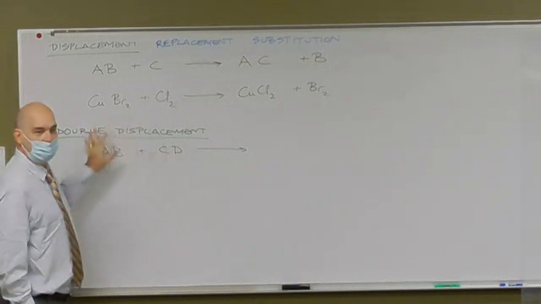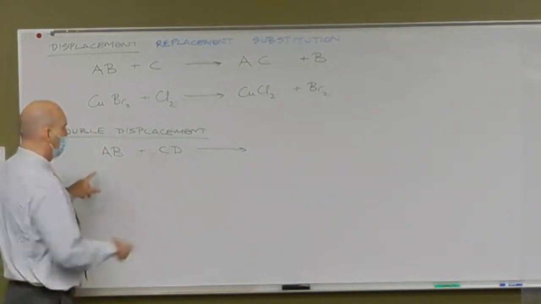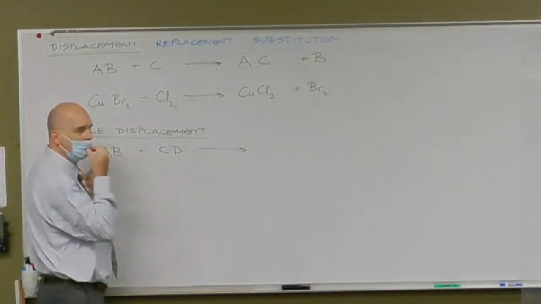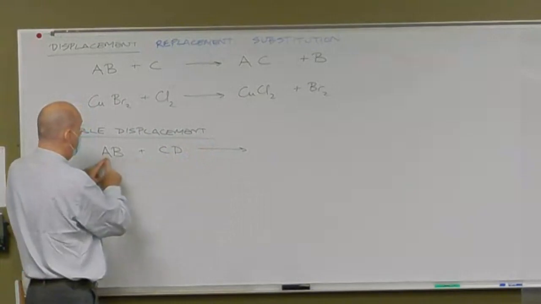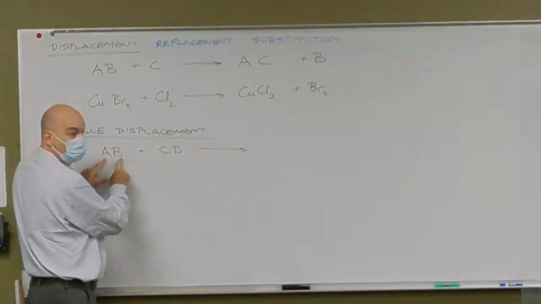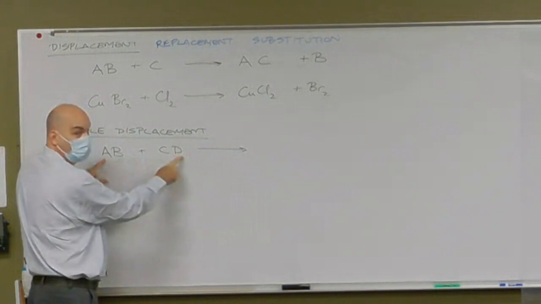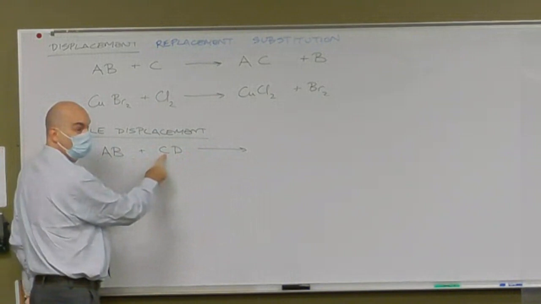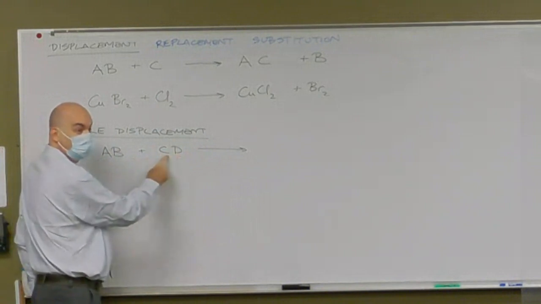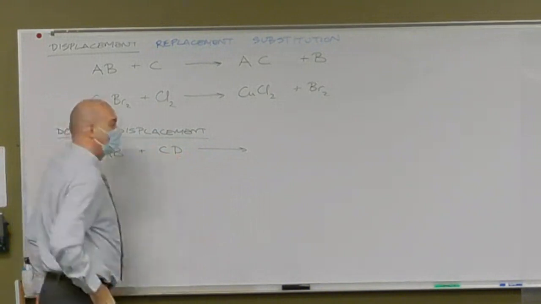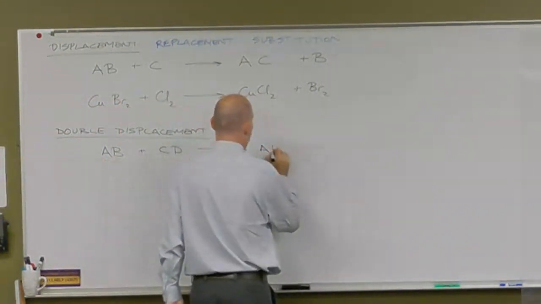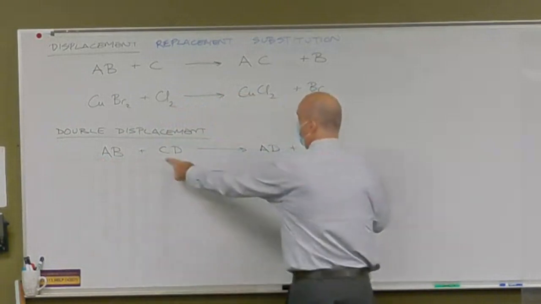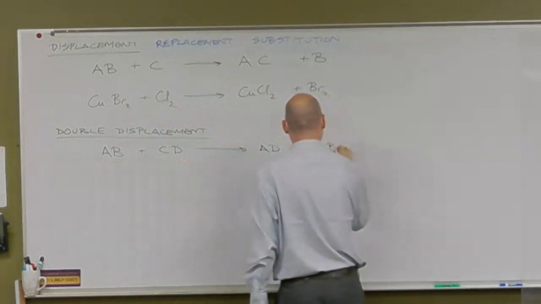So what we're going to do is just switch the pairing. But I'm not going to pair two metals together because that's not how we make compounds. I'm going to make two new compounds. A is going to let go of its non-metal and pick up the other non-metal, and C is going to let go of its non-metal and pick up the other one. So AB becomes AD and CD becomes CB.